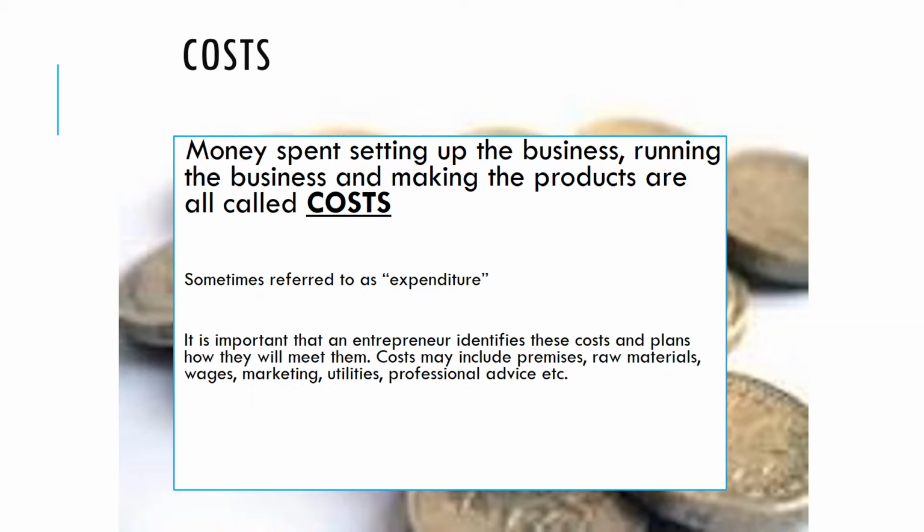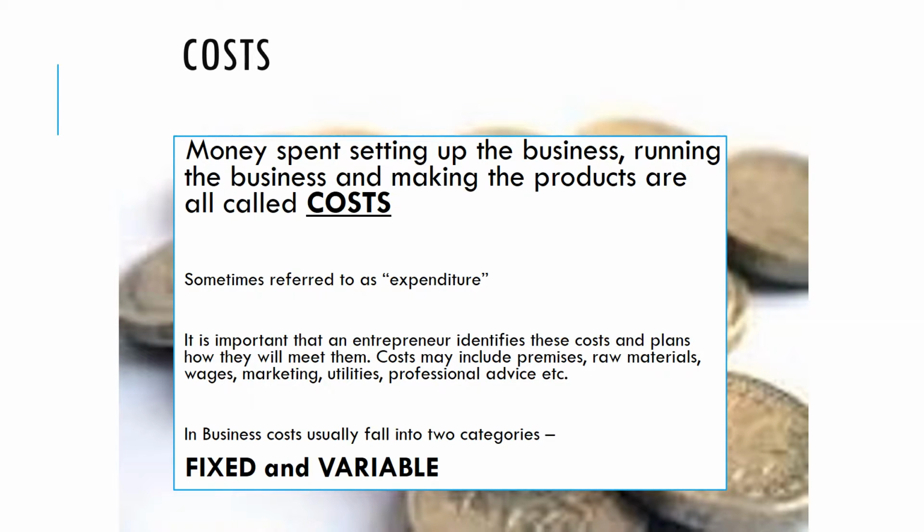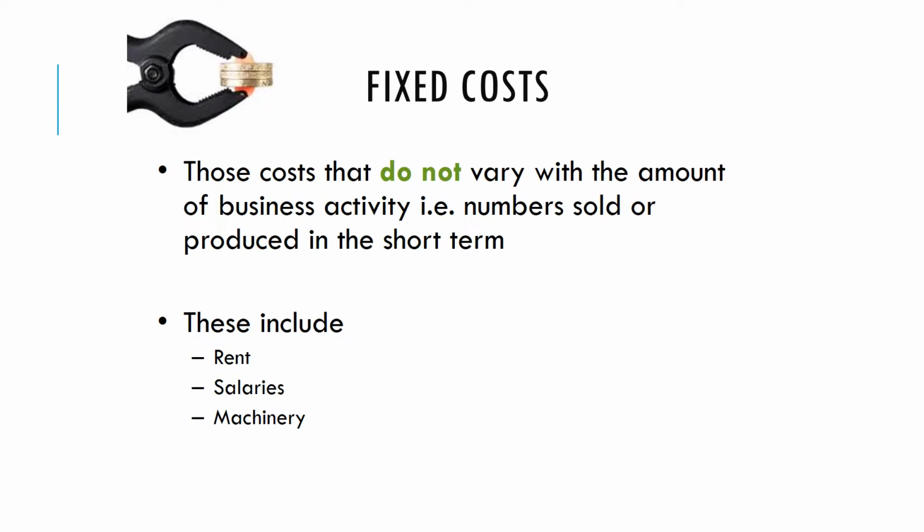So entrepreneurs, people who set up businesses, will look at what their costs are and plan how they might go about meeting them. They'll normally look at two different types of cost, two categories of cost, which we call fixed and variable. Let's look at fixed costs first of all. Now, fixed costs are those costs that do not, and that's important, do not vary with the amount of business activity. By that we mean how many items are actually produced. So these might be rent or salaries or machinery.